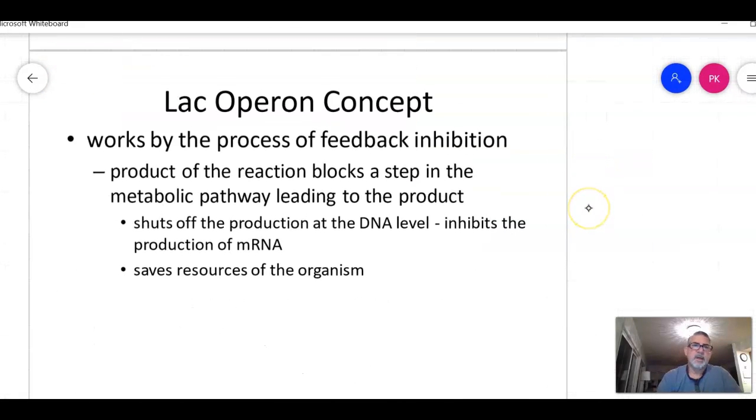All right, so we'll talk about the Lac Operon theory.